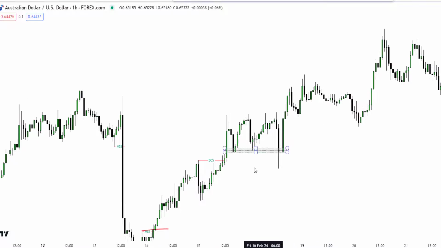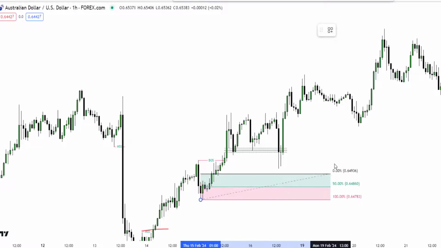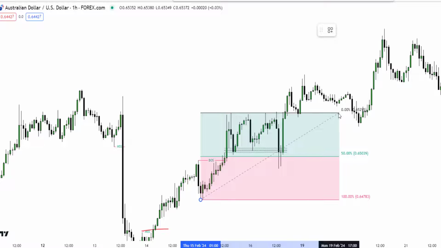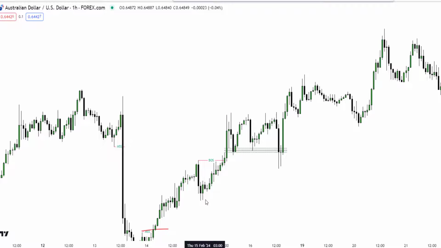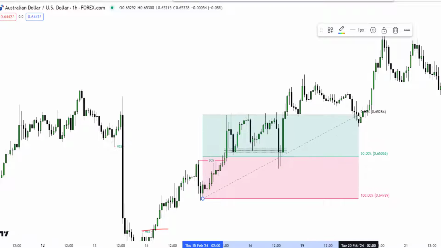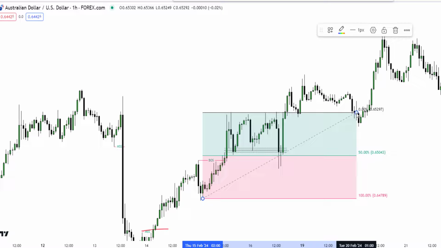It is possible you may not get an entry here, because if it were me, I wouldn't have entered. I want to enter at a discount if I'm going bullish, and if I'm going bearish, I would prefer to enter at a premium. So look at this. Price never came to my discount except this one, this area. Let me show you that.